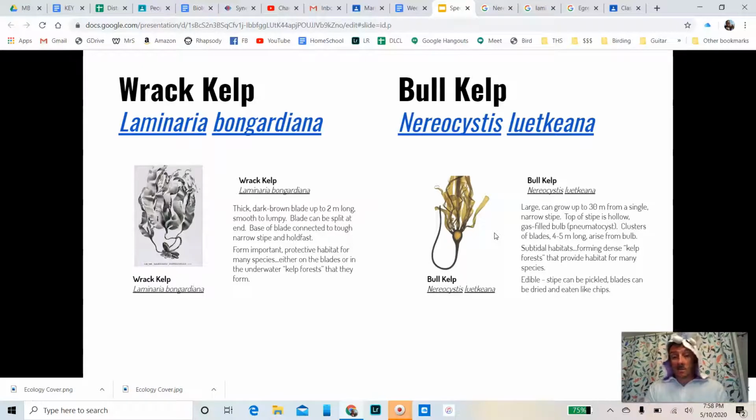Luetkeana, I don't know what that refers to. It sounds kind of Swedish to me. Cool beans. And these are edible as well. The thallus on these can be dried. You want to get them fresh. You don't want to get some slimy stuff off the beach. Get it fresh, and then you can rinse it, and then you can dry it.